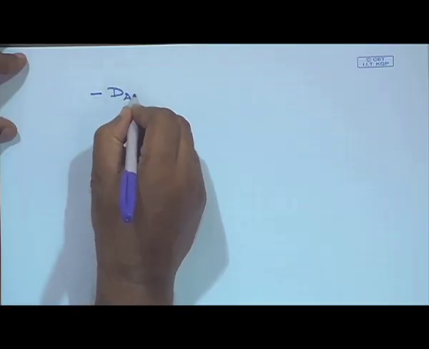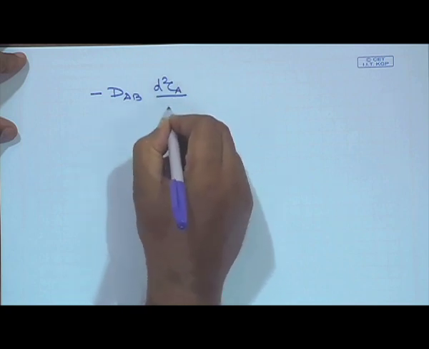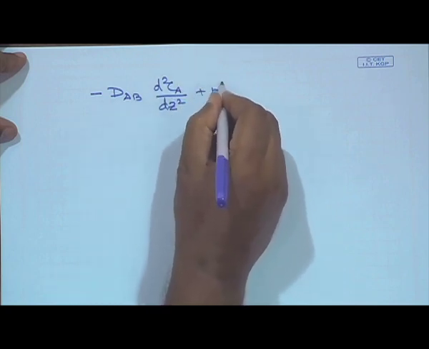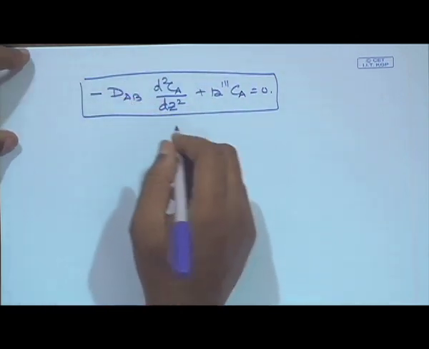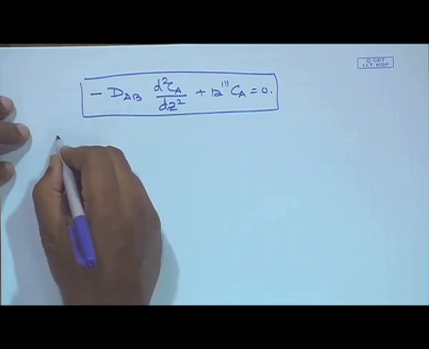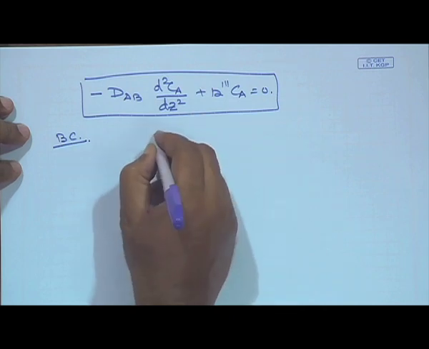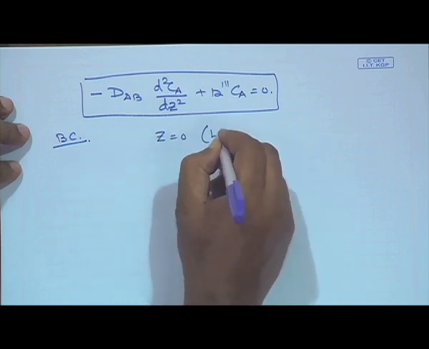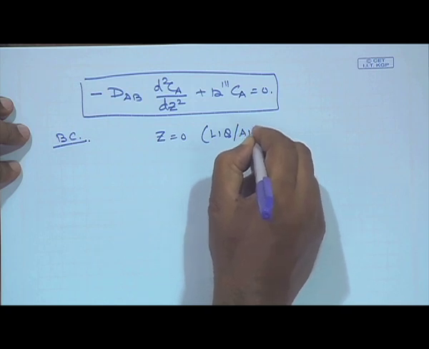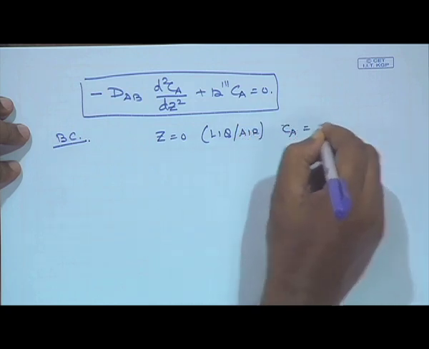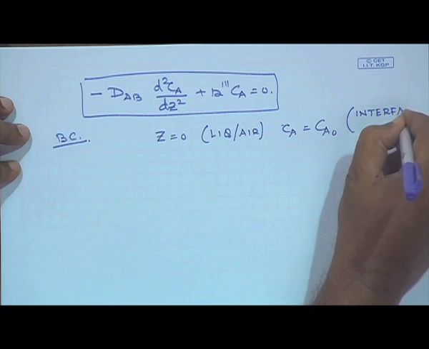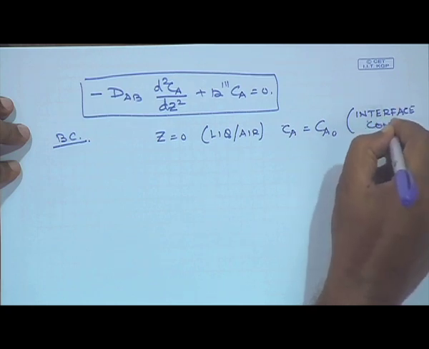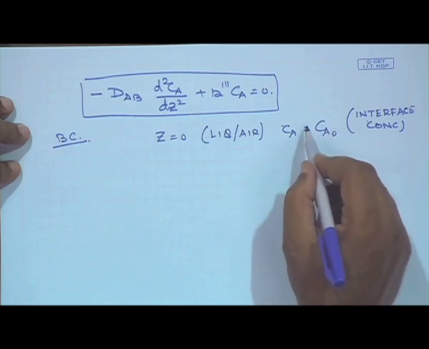When you do that, the equation takes the form minus D_AB d2C_A by dz square plus k1 triple prime C_A equal to 0. So, this equation will now have to be integrated. Before integration, we need to find out what the boundary conditions are. The boundary conditions could be at Z equals 0, that means at the liquid air level, the concentration of A is maintained at C_A0, and this could be just the interface concentration. If it is the interface concentration, it could be the solubility of A in the liquid.